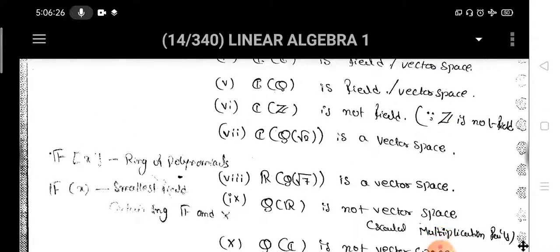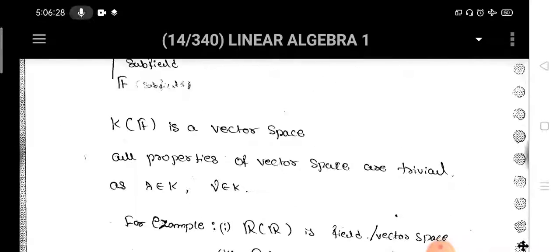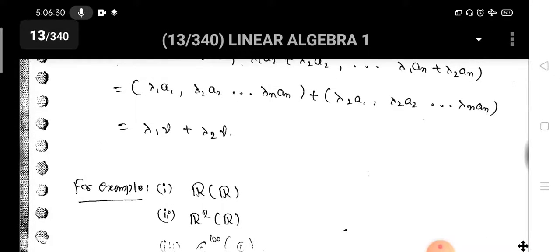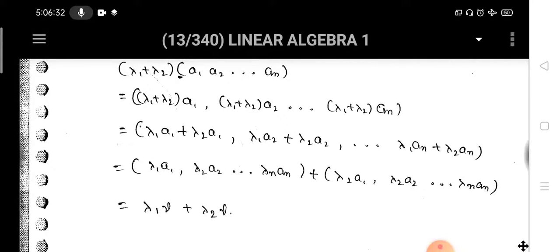Now there are other examples also, but I will confine this lecture to this example only. In the next lecture we will explore some more examples.